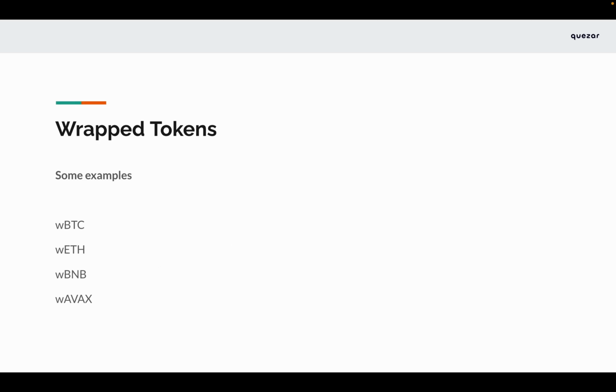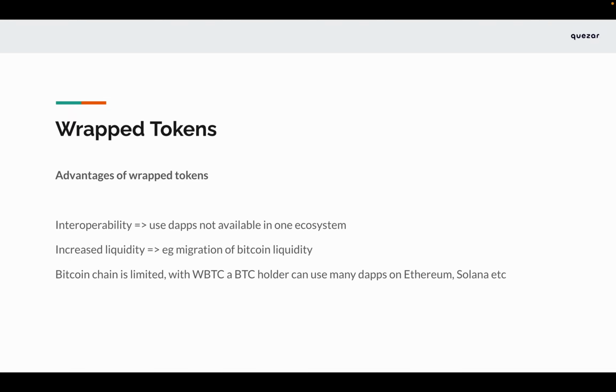Some popular examples of wrapped tokens are wrapped Bitcoin, wrapped Ether, wrapped Binance Coin, and wrapped AVAX Coin. So you see that all of these four are different protocols or different blockchains, but they also have their wrapped tokens, and there are some advantages to having these. These advantages are interoperability and increased liquidity. Interoperability means that we can use dApps that are not available in the ecosystem where we have the coins. And increased liquidity means that we can migrate the liquidity from one blockchain to another.